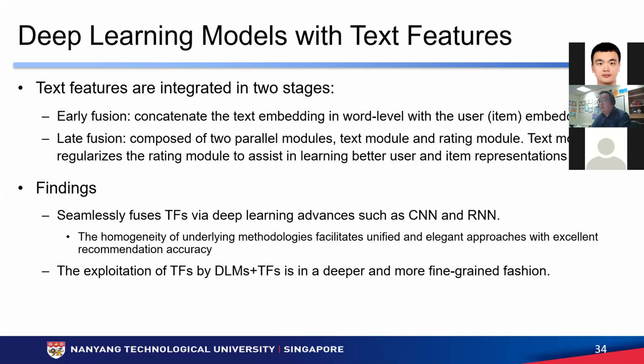Or in the later stage, you can have two parallel models. One is texture model, text module, another is the rating module, and then use the texture module to regularize the rating module, which is actually the example that I gave in the previous slide. But from all these models, what we conclude is that we can still leverage those advanced models like CNN and RNN to better utilize the textual features in a deeper and a more fine-grained fashion.